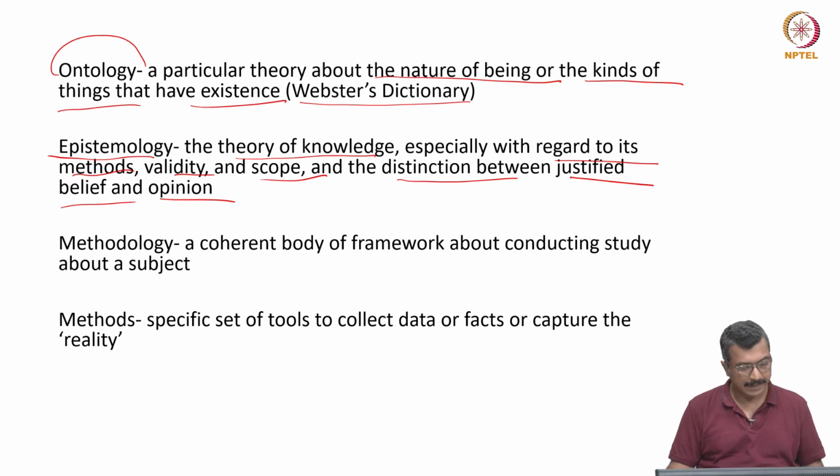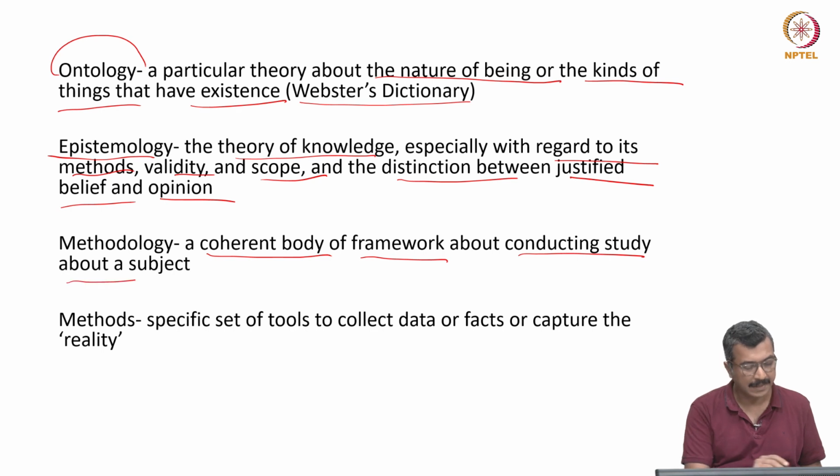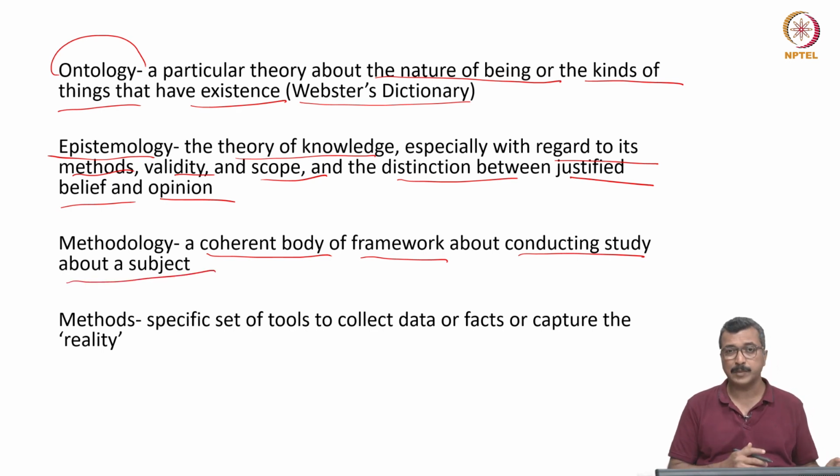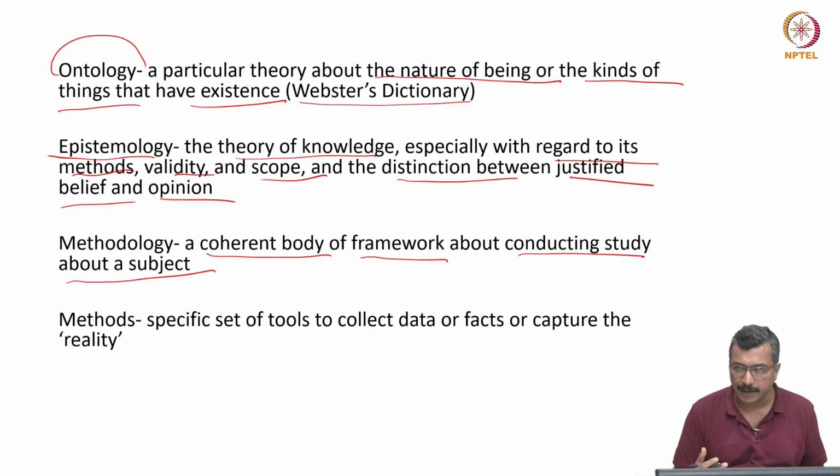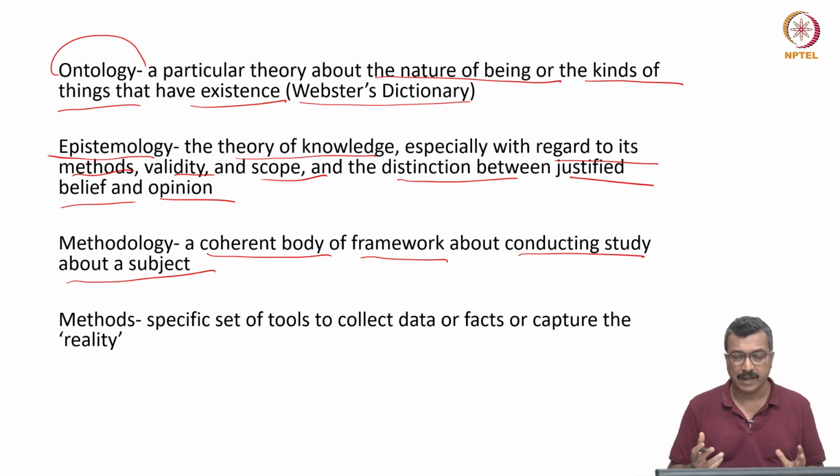The third component is methodology. So research methodology, or methodology in general, is usually understood as a coherent body of frameworks about conducting the study of a subject. So there's a difference between methodology and method. Methodology is more theoretically heavy. It provides a theoretical understanding about how you study a particular reality, the theoretical foundations on which you set out to study a given understanding of social reality.